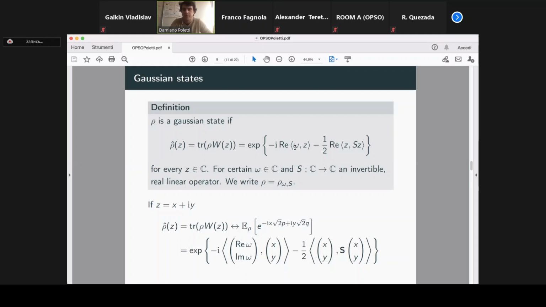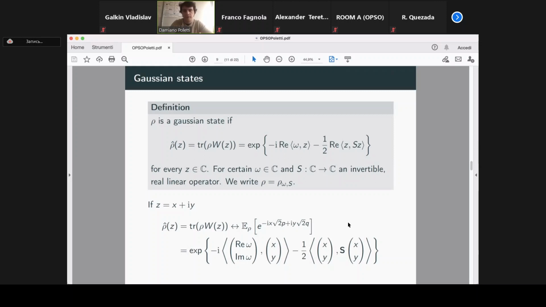a complex number but should be thought of as the mean vector, and S, which is the covariance operator, a real linear operator from C to C. But one could recover the usual expression for the classical characteristic function by just thinking of z not as a complex number, but as a pair of real numbers, namely z equals x plus iy. In this way, we recover the classical expression where omega translates easily into a mean vector, while S, that once was an invertible real linear operator, now becomes a matrix in some sense, a linear operator from R2 to R2, which is represented as a matrix.